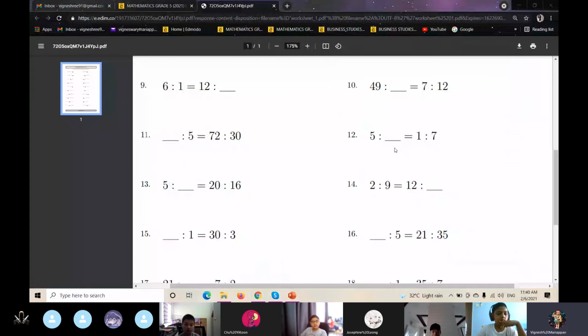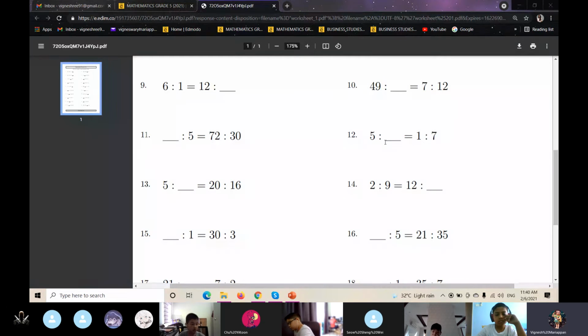Question 12. Shengan, Shengwei, who wants to try first? The answer is 35. Okay, how did you get it? 7 multiplied by 5. Okay, very good. Because 1 multiplied by 5, we already get the 5 here. So 7 multiplied by 5, you should get 35.